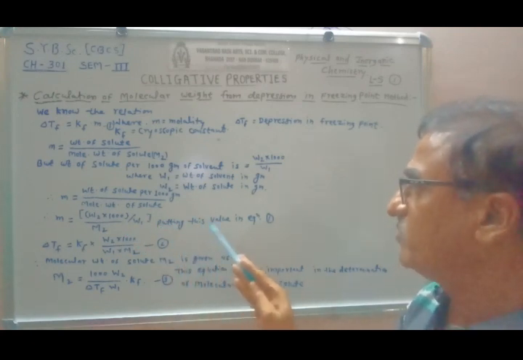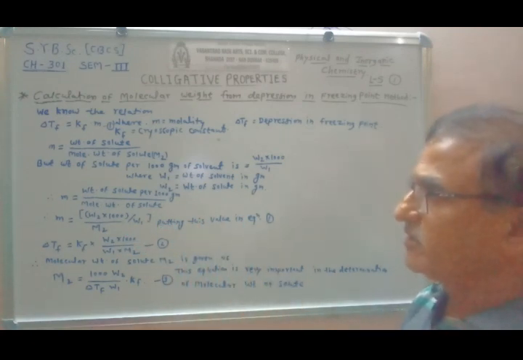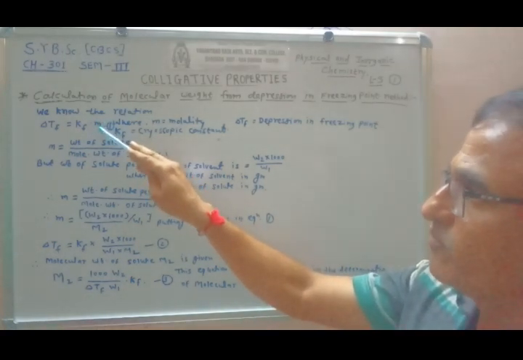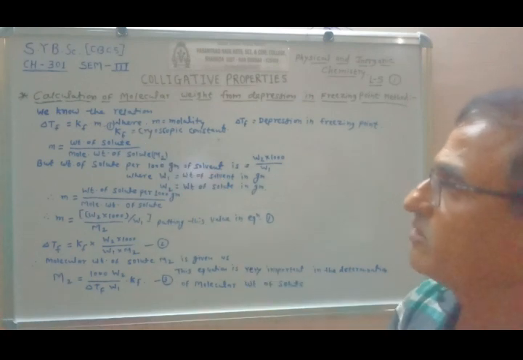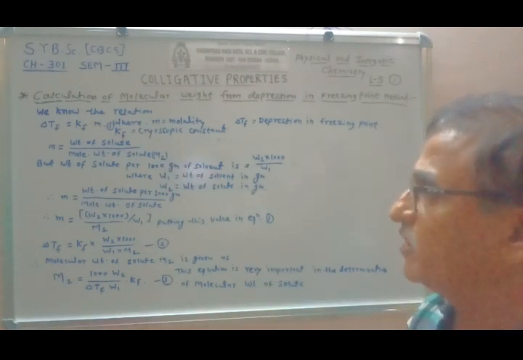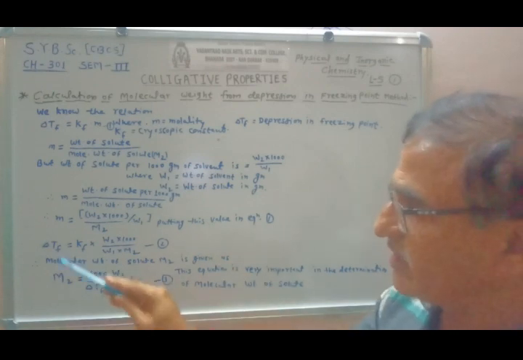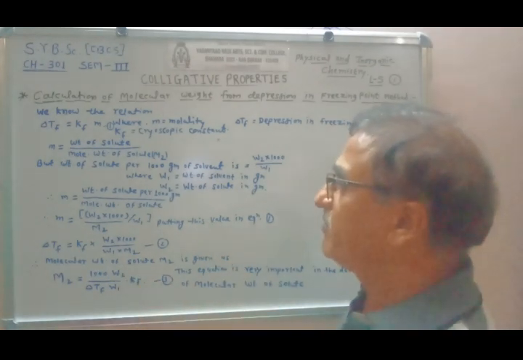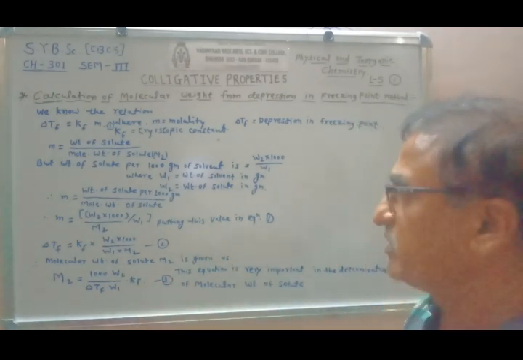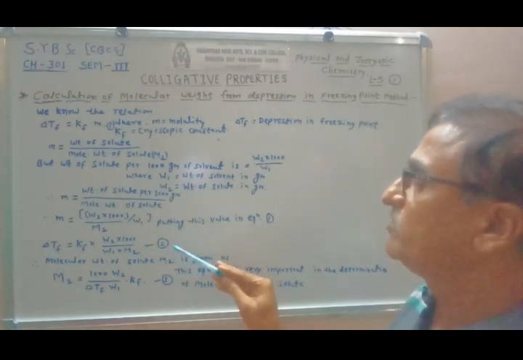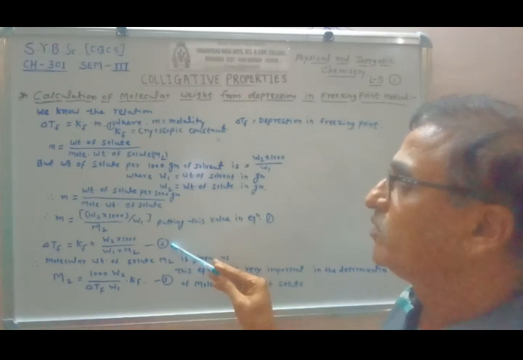Putting this value of m, that is molality, in equation 1, we get delta Tf is equal to Kf into W2 into 1000 divided by W1 into M2. This is equation number 2.